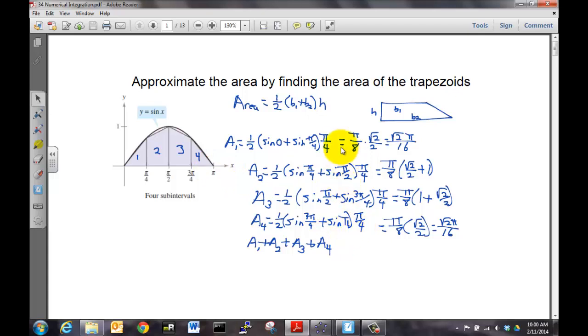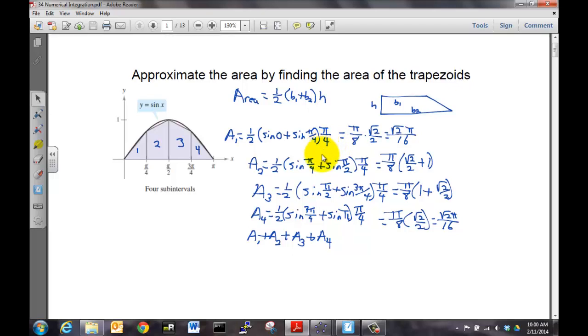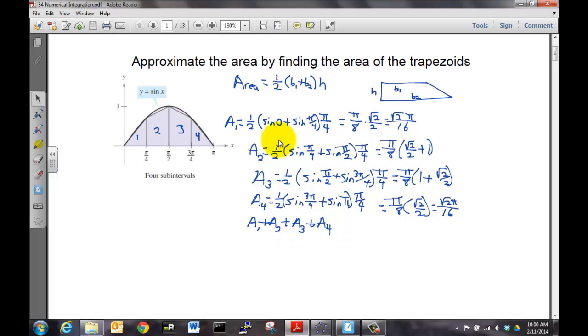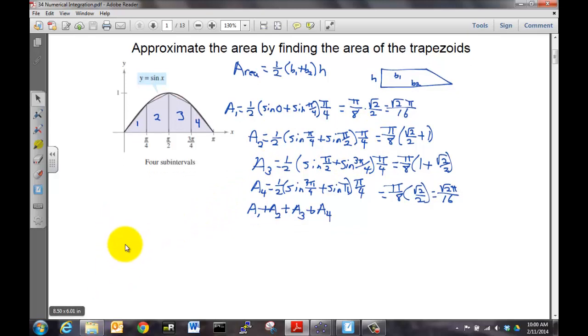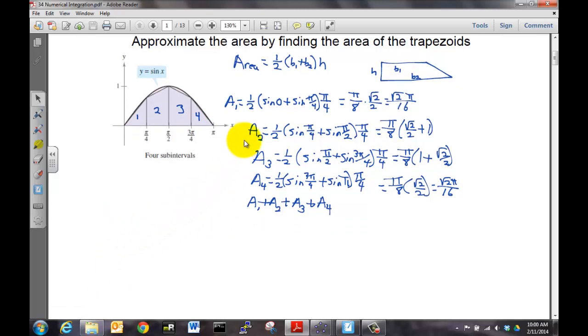So I hope as you've looked at it that you've noticed that each of these trapezoids has a 1/2, each of these trapezoids has a pi over 4. So if we're talking about saving ourselves time or not having to write down as much information, we could just take the 1/2 and the pi over 4 out and know we're going to multiply our final answer by that.